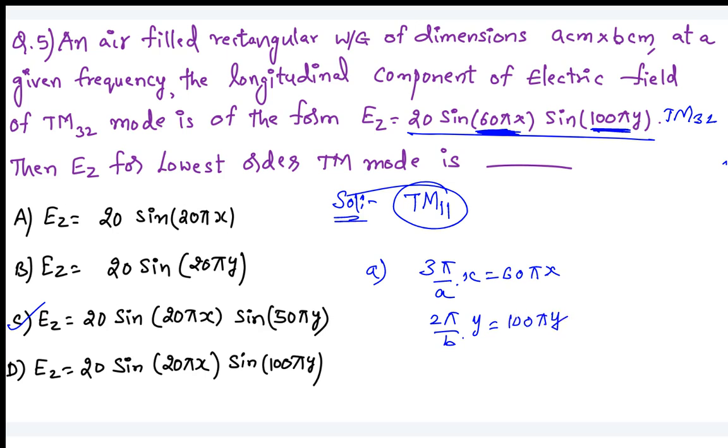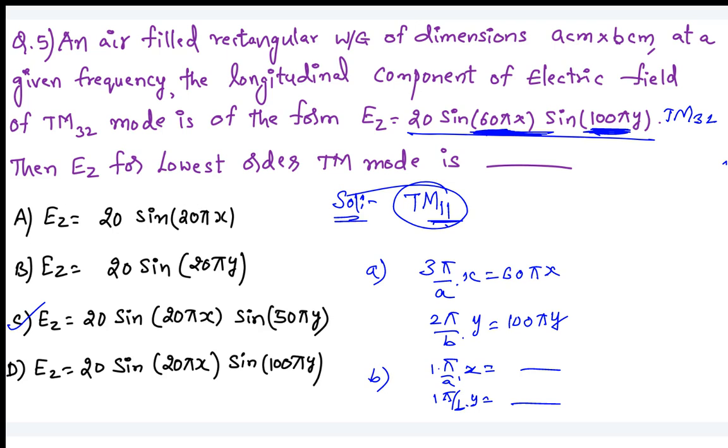So when you are writing the equation for 1, 1, what are you going to get? The first term is going to become 1 into pi by a into x, and the second term is going to become 1 into pi by b into y. Okay, what you have to do right now? Just divide with 3, so you will get this one. Just divide with 2, you will get this one.